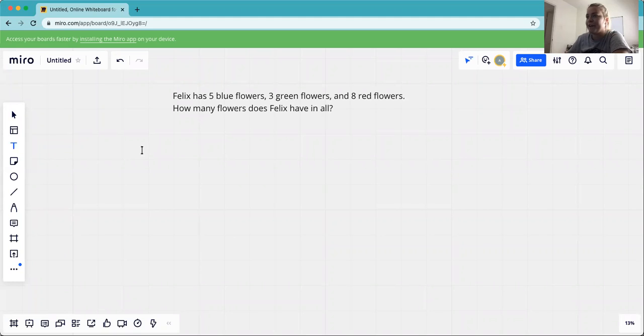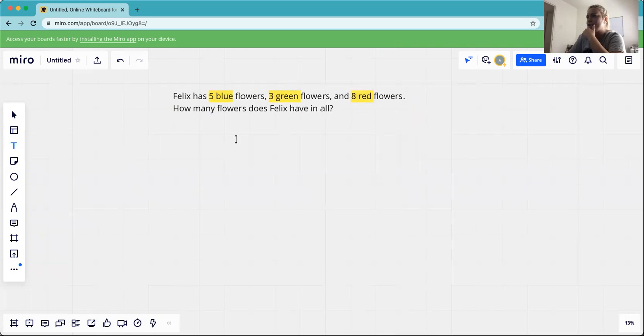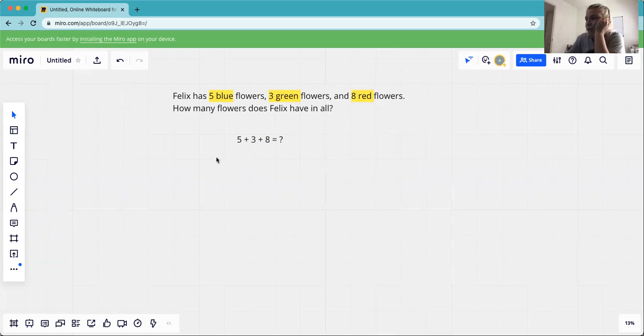All right, so you figured out your equation. So I'm going to go ahead and write the equation up. A good thing I do want to go over real quick is I'm going to highlight this in my question so I just know. So we have 5 blue, 3 green, and 8 red. I'm going to go ahead and write my equation: 5 plus 3 plus 8 equals some number. And we're going to figure that equation out.